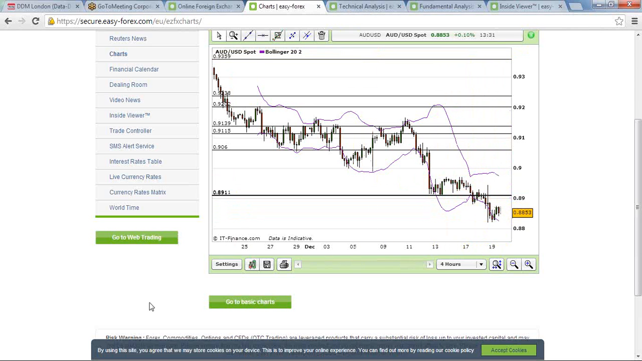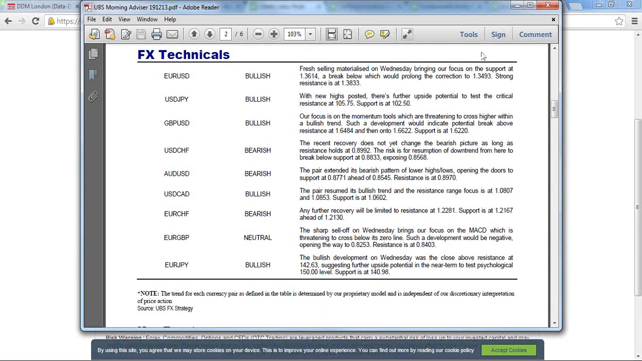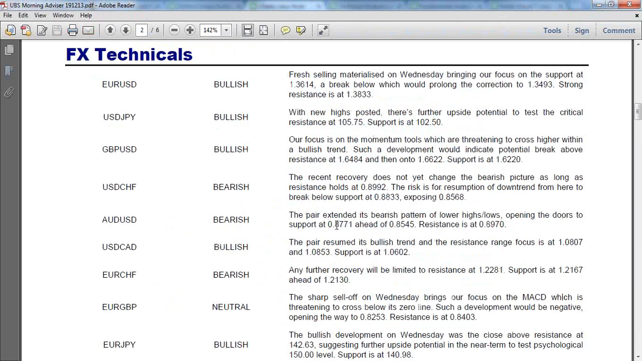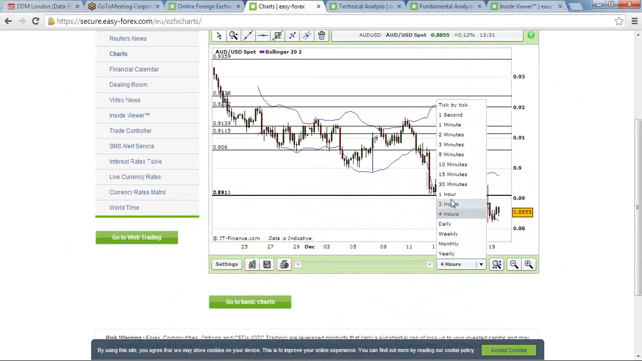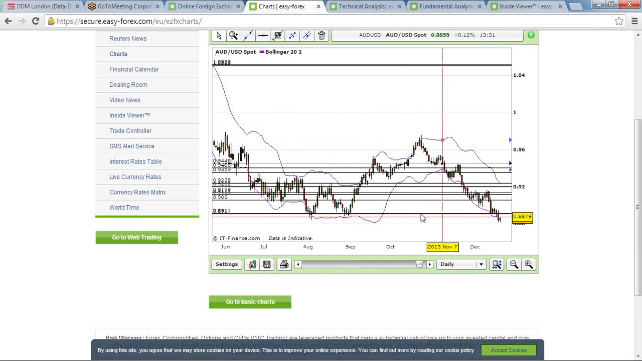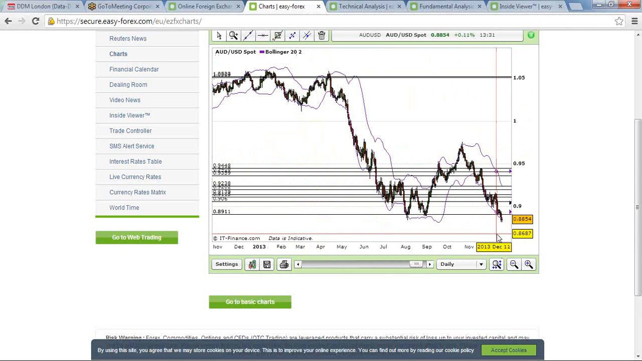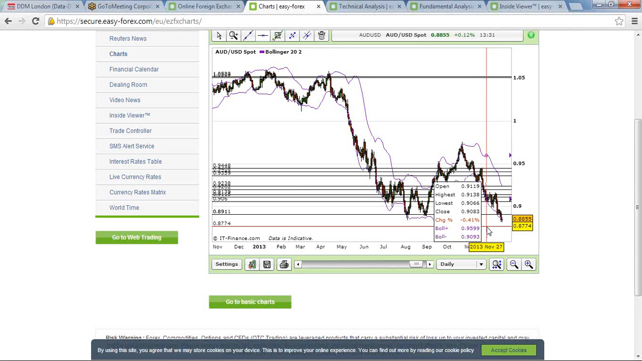However, we're wary of their support at 0.8771. We can't even see that on the chart here. Let's see if we can get it up on the daily. I doubt it, because we've been hitting new levels. Yeah, we can if we zoom out enough. 0.87. That's close enough. Okay, so this is going to be our target.